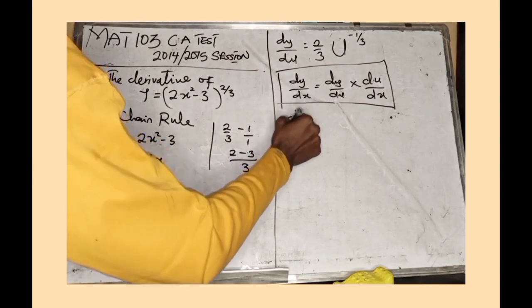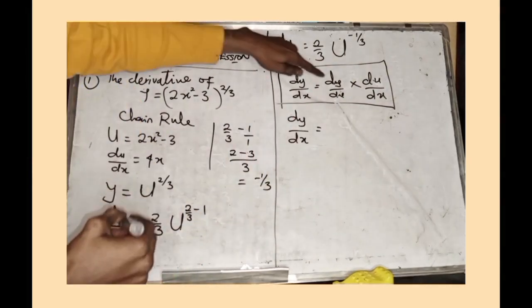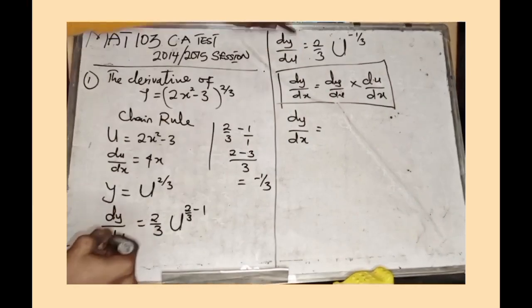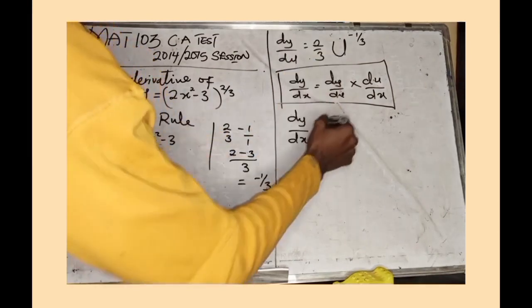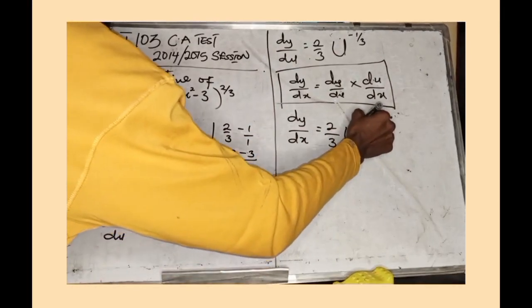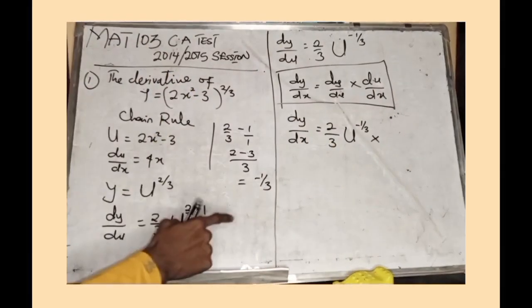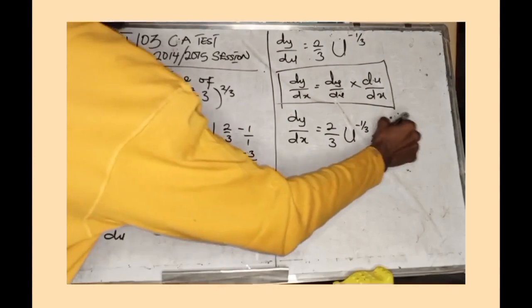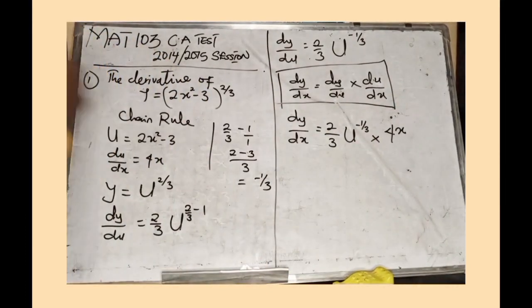dy/dx here is equal to, remember we've solved for dy/du, and this is my value for dy/du: 2/3 u to the power of minus 1/3, multiplied by du/dx, which is 4x. So next, what do we do now? Let's simplify further.